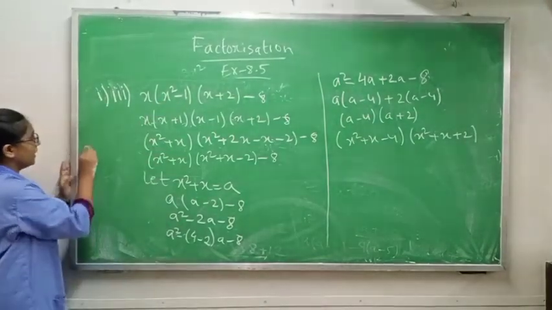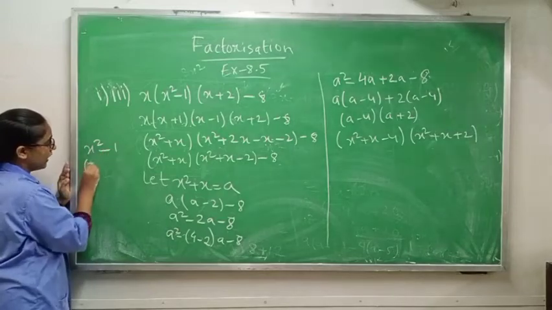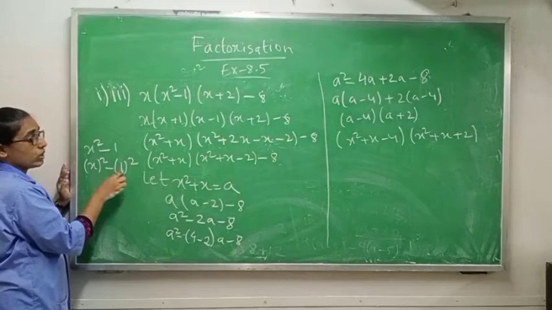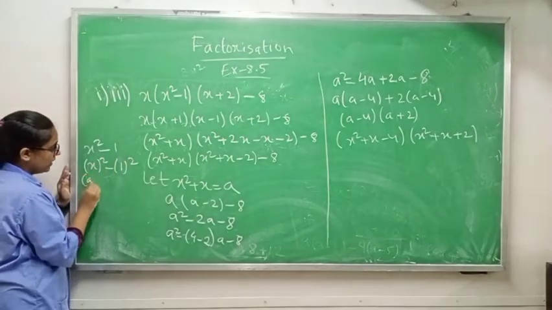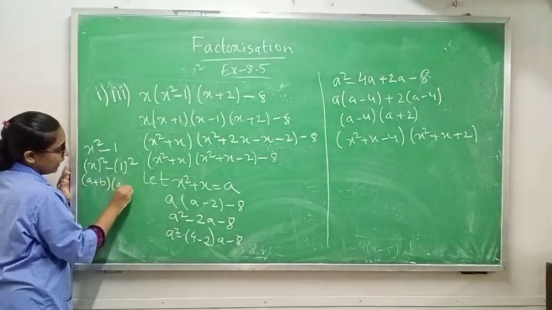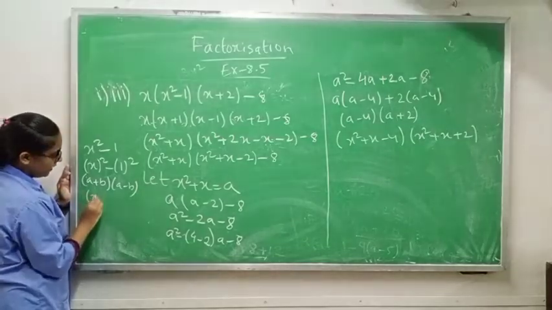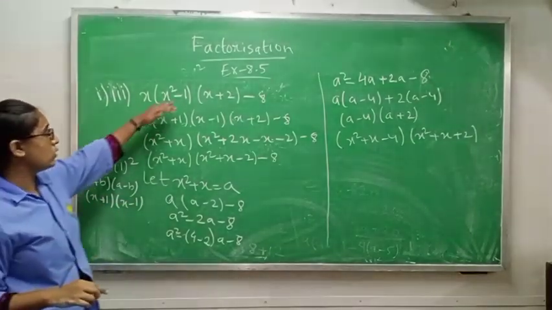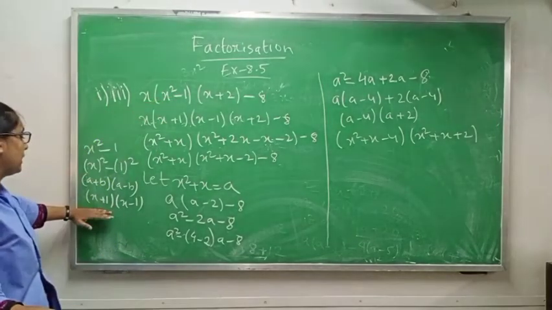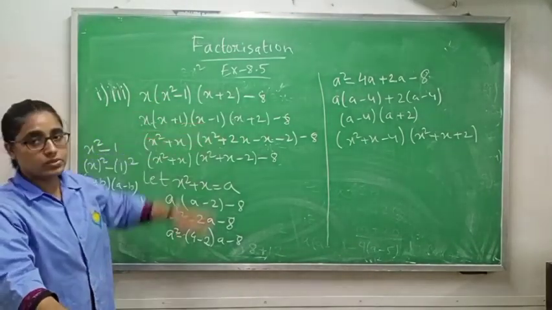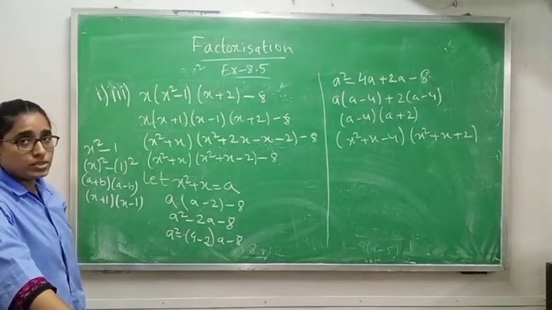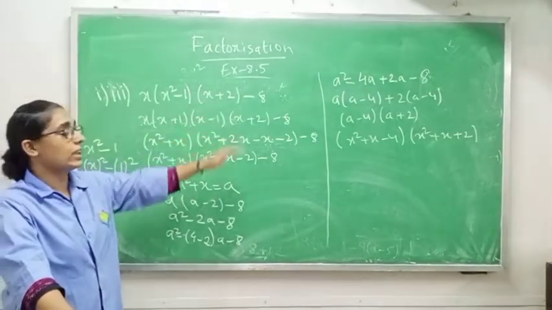So if I will write x square minus 1, if I will write x whole square minus 1 whole square, we are getting a square minus b square. Formula is a plus b, a minus b. It means x plus 1, x minus 1. That is why in place of x square minus 1 I am writing x plus 1, x minus 1. Now we got how many terms? 4 terms, x plus 1, x minus 1, x plus 2.